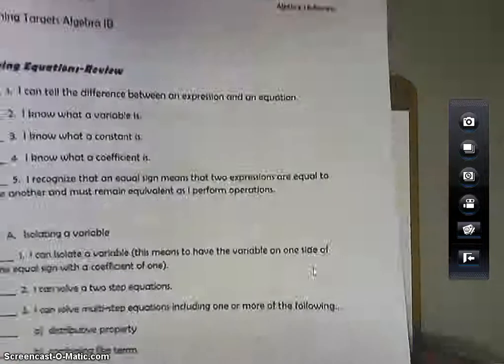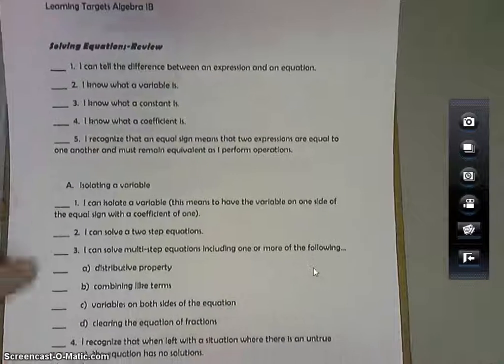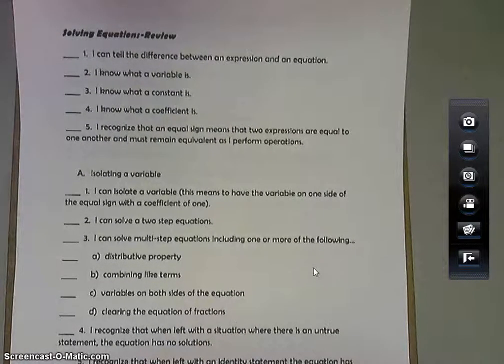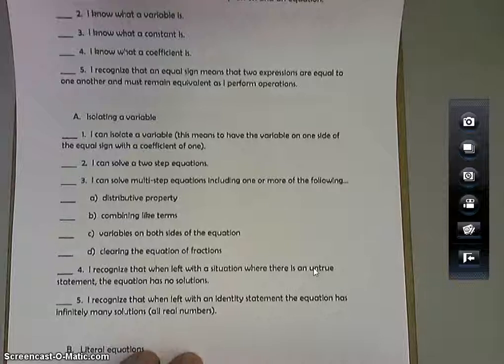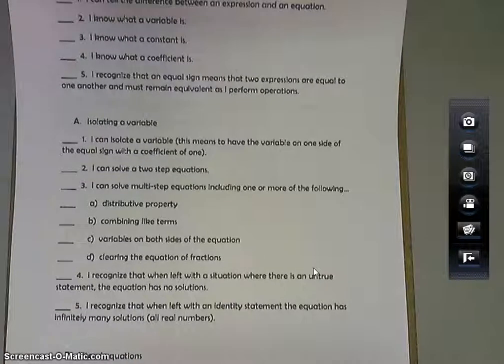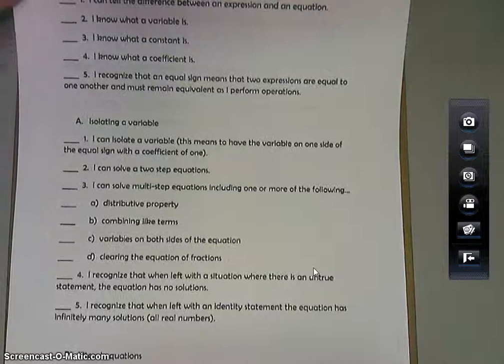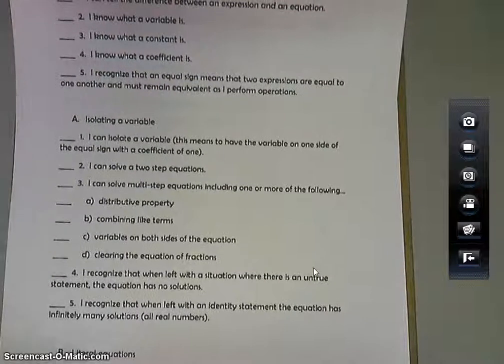Let's see what else we have. I recognize that when left with an identity statement, the equation has infinitely many solutions or all real numbers. And of course, an identity statement is going to be something that is true, like 3 equals 3, x equals x. That means that any real number will satisfy that equation.